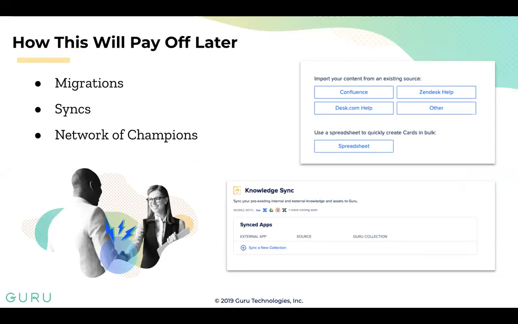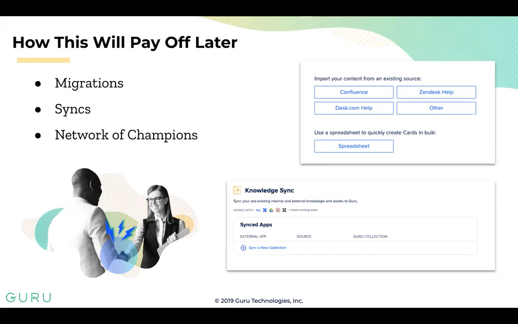How this is going to pay off later is that once you migrate or sync things into Guru, you will be able to do it effectively the first time and get value out of Guru right away. You'll also have a network of champions that you can lean on when anything goes wrong, or if you need to update or fix something in your knowledge. You will already have that group established. It's going to make things a lot easier for you to build adoption in the long term.